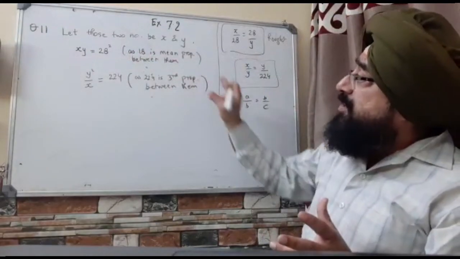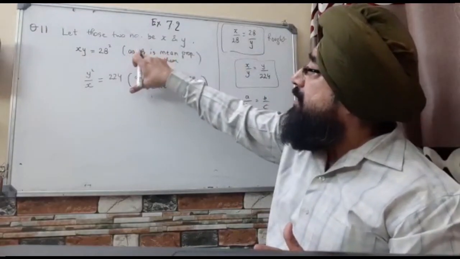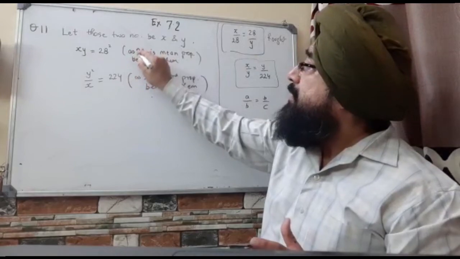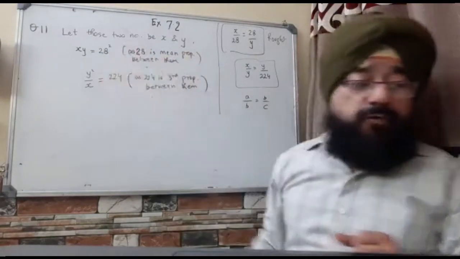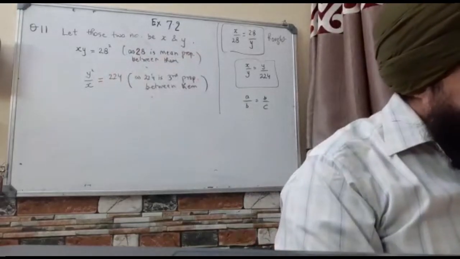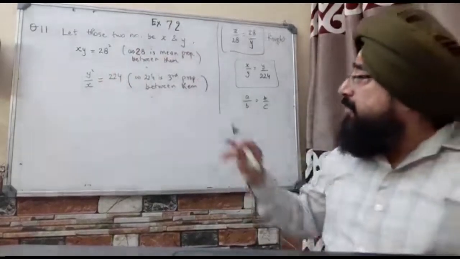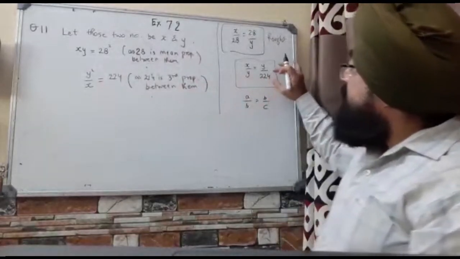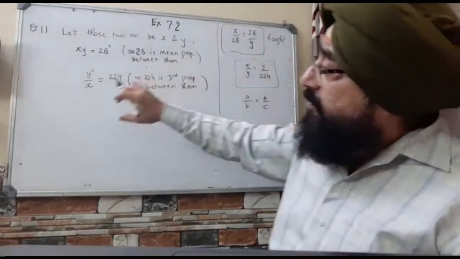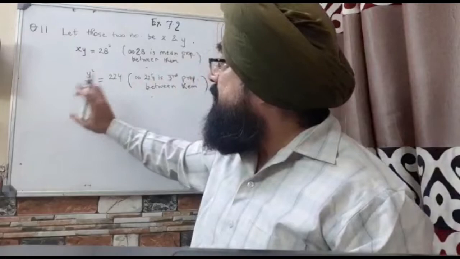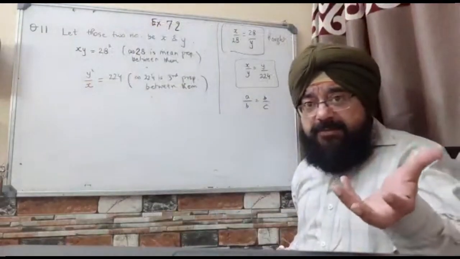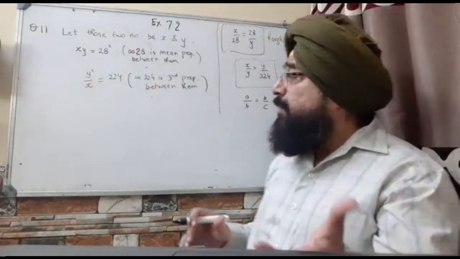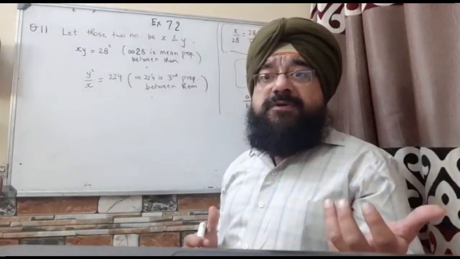That is, because it was given that 28 is the mean proportion between them, therefore x into y is equal to 28 square, and because 224 is the mean proportion between them, therefore because of this understanding we can say y square upon x is equal to 224. Now solving may be many ways; what you are saying is also correct, and what others can think of is perfectly okay.